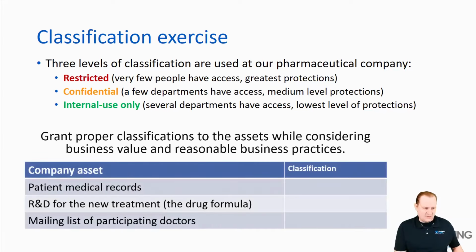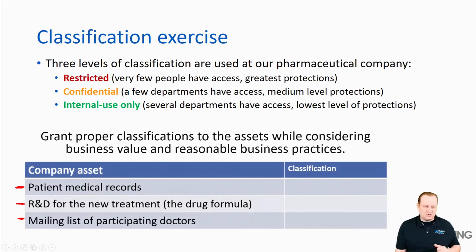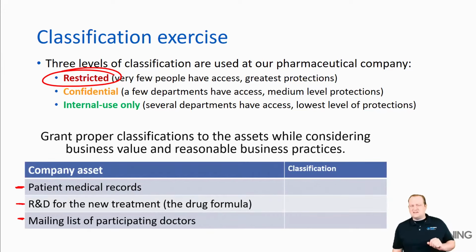Here are our 3, and we're going to use each of these classification levels once. We've got patient medical records. We've got research and development for a new drug treatment, like a drug's formula here at this pharmaceutical company. And we've got the mailing list of participating doctors. All right. I want to know which of these is restricted. Which of these, the fewest people need access and would probably need the greatest amount of protections because of the value of the asset? Which of these 3 would you list as restricted?